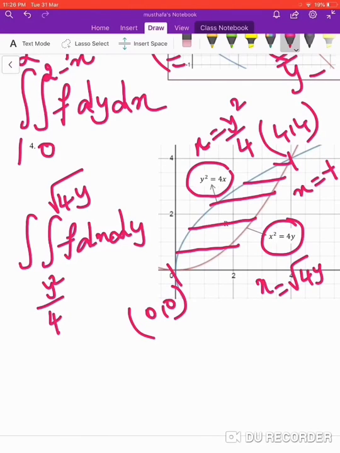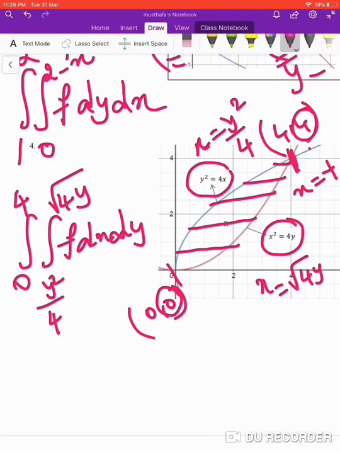Now look at the line variation. It starts from the lower end and stops at the upper end. So at the lower end, what is the value of your y? 0. At the upper end, what is the value of your y? 4. So the outer limit will be 0 to 4.